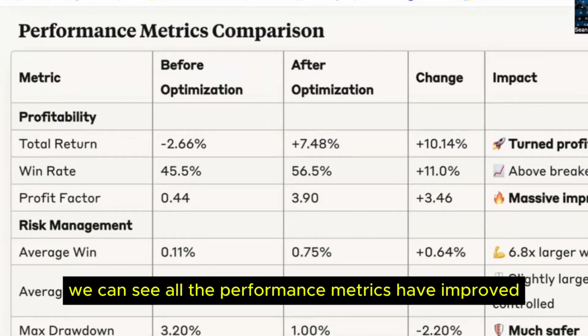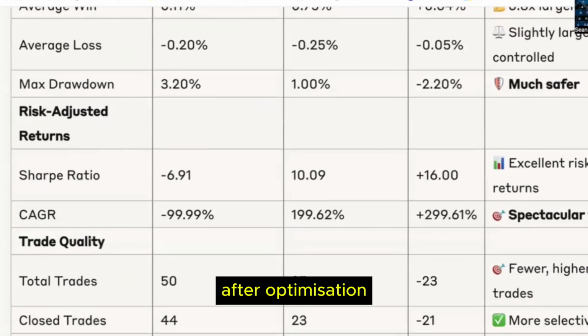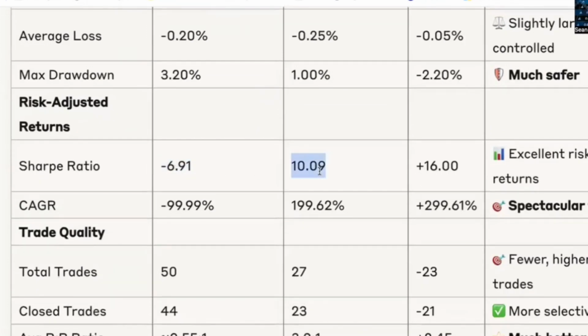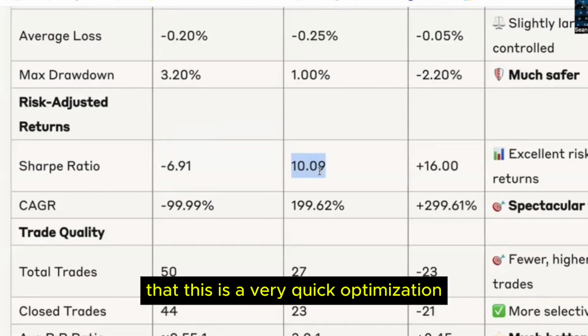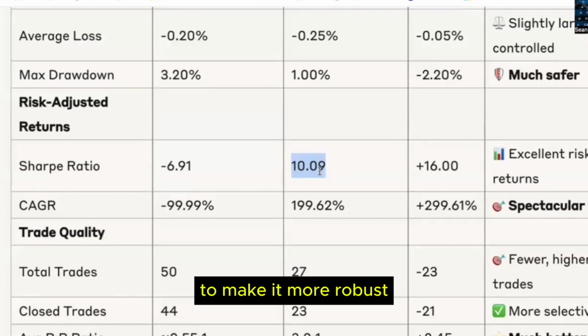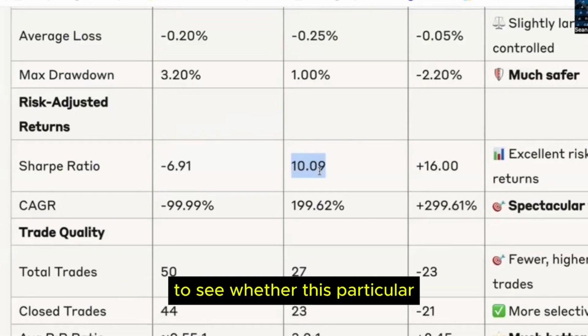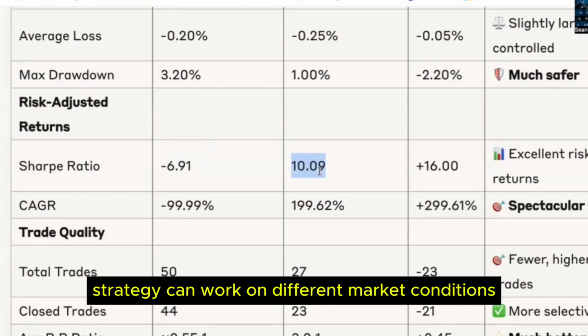We can see all the performance metrics have improved after optimization, and the Sharpe ratio has gone from a negative to 10.09. I would like to emphasize that this is a very quick optimization based on a very short time frame. To make it more robust, we should test it on different time frames and use different data sets to see whether this particular strategy can work in different market conditions.